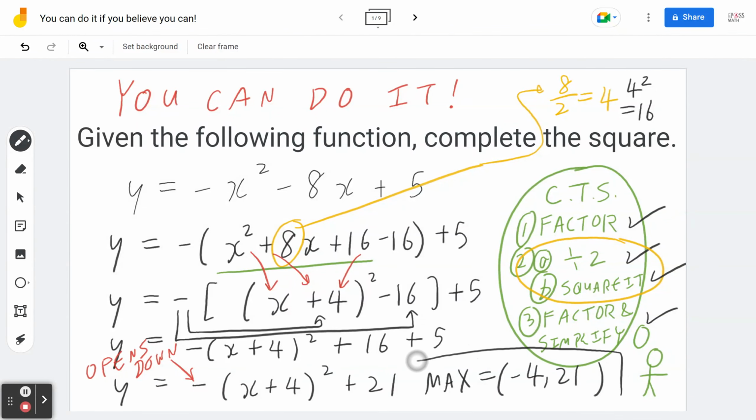So again, remember, the number inside the brackets, you always think opposite. So if it's x plus 4, you write down negative 4. But the number at the end, you copy it as is. So again, this is how you complete the square.